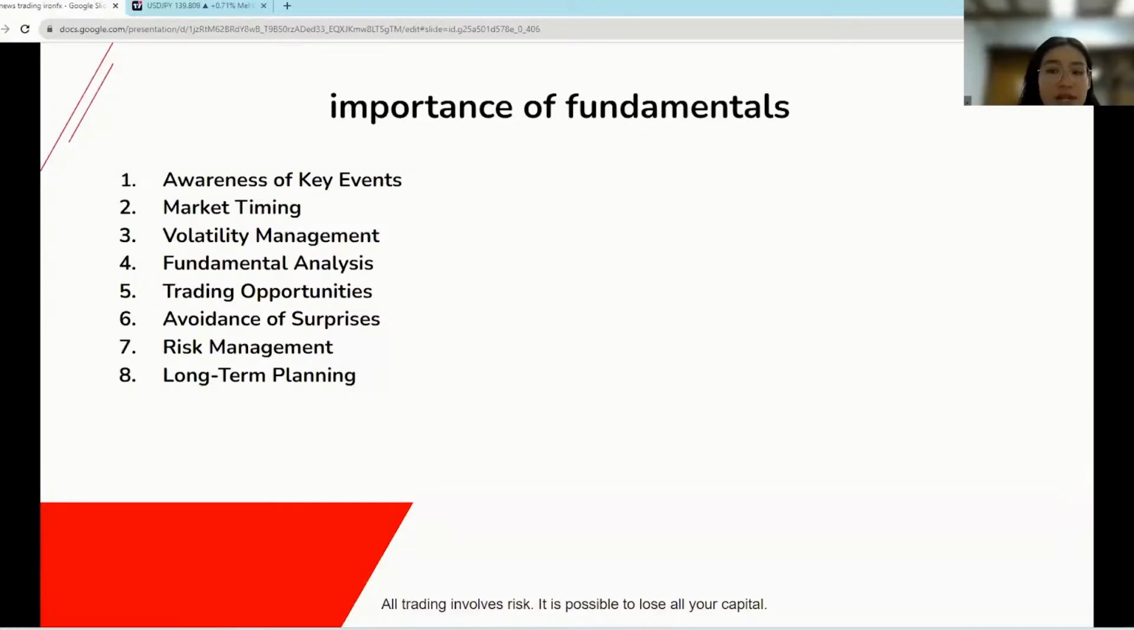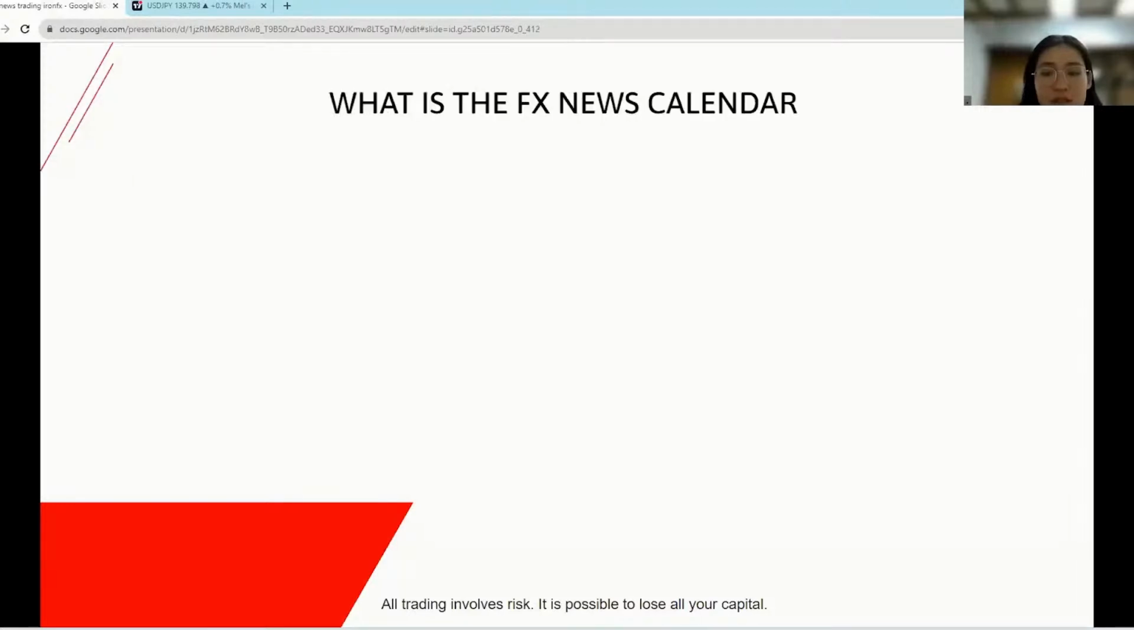So lastly, long-term planning. This allows you to plan your trades and investments with a long-term perspective. Because when you incorporate anticipated events into your trading strategy, you can then align your positions with the expected market trends and take advantage of long-term opportunities.